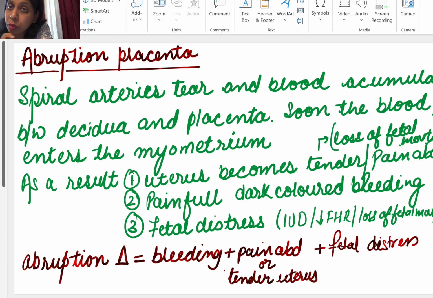So whenever in the question you get 2 or 3 symptoms from this triad, then the diagnosis is abruptio placenta. Once again, what is the triad of abruptio placenta? Genital tract bleeding, pain abdomen or uterus tender, both are one and the same thing, and fetal distress. Okay, let's see the different questions which come from abruption.